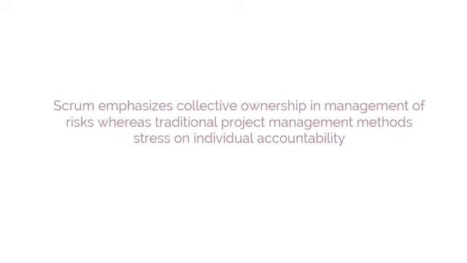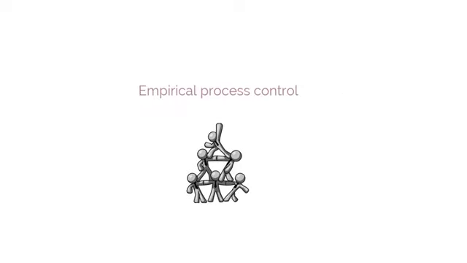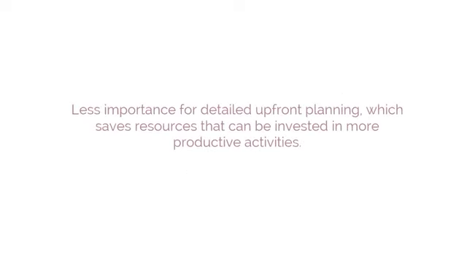The difference is that Scrum emphasizes collective ownership and management of risks, whereas traditional project management methods stress individual accountability. Also in Scrum, as it believes in empirical process control, there is less importance for detailed upfront planning, which saves resources that can be invested in more productive activities.